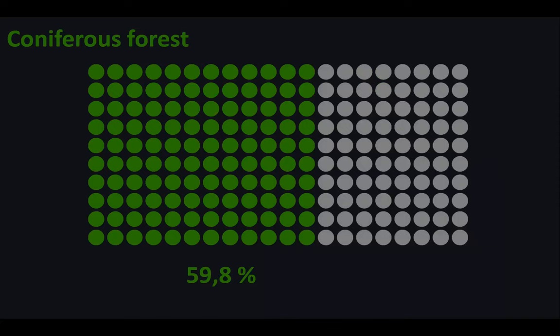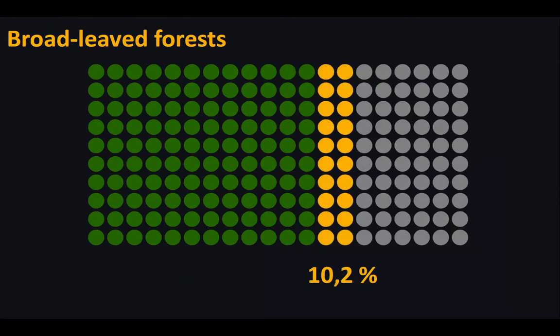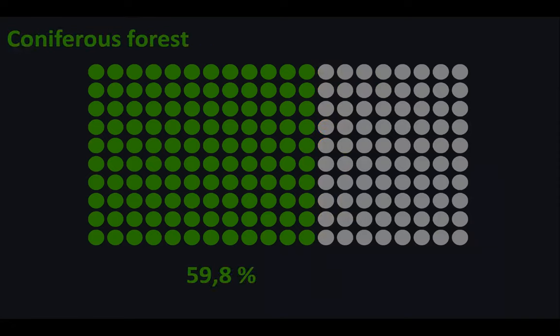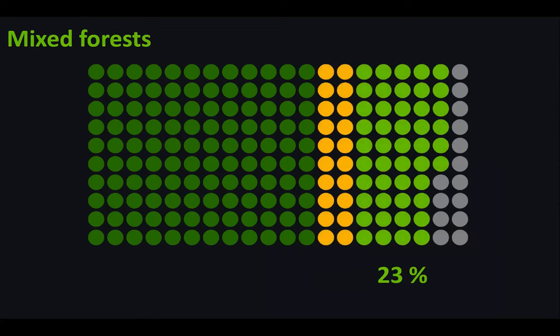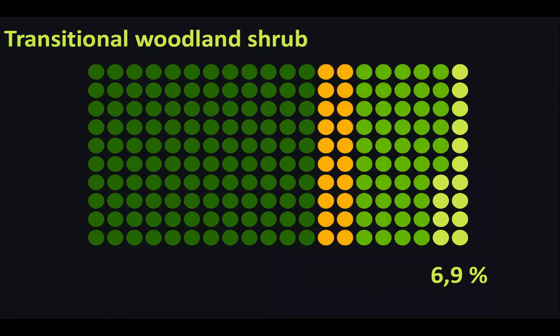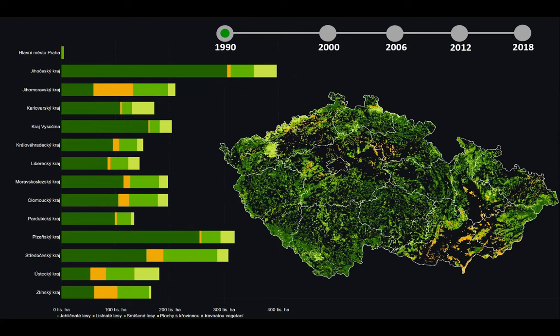So coniferous forest, if someone doesn't know, these are the trees, the Christmas trees, that are without leaves. Broad leaves forests are the trees with leaves. You can see that there's a much smaller percentage of these forests. Mixed forests are everything together. And the last one is a transitional woodland shrub, which means something that used to be a meadow and now it's going to be a forest.